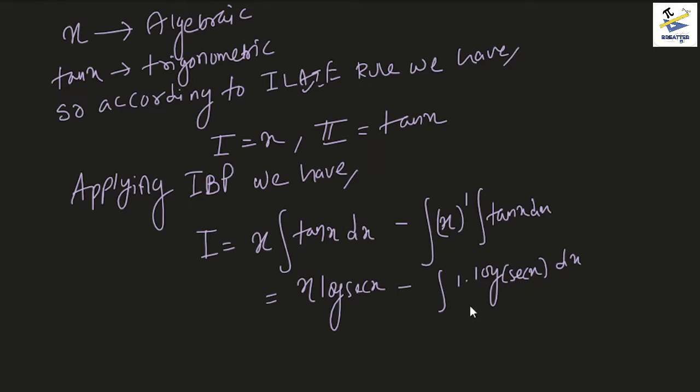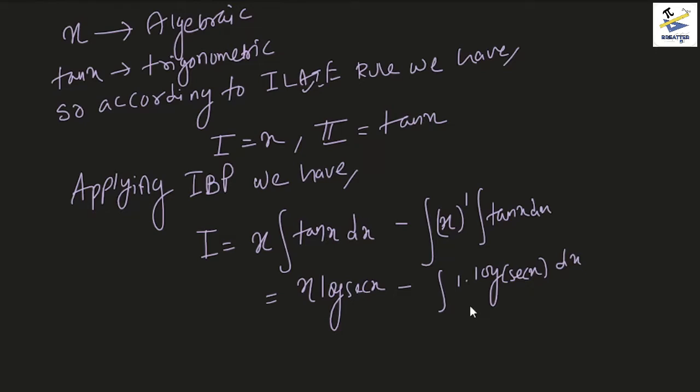Now log of sec x can also be evaluated, but this is a different kind of problem, because as you know, the first part here, according to the IBP rule, is x into log of sec x, right? And the second part becomes something like 1 into log of sec x into dx, right?